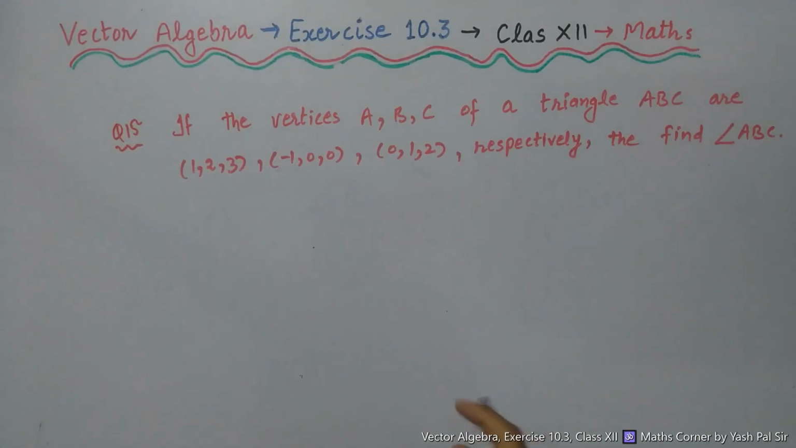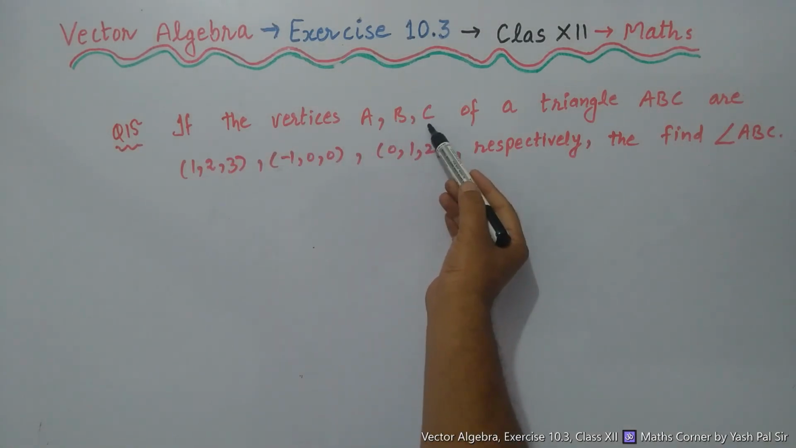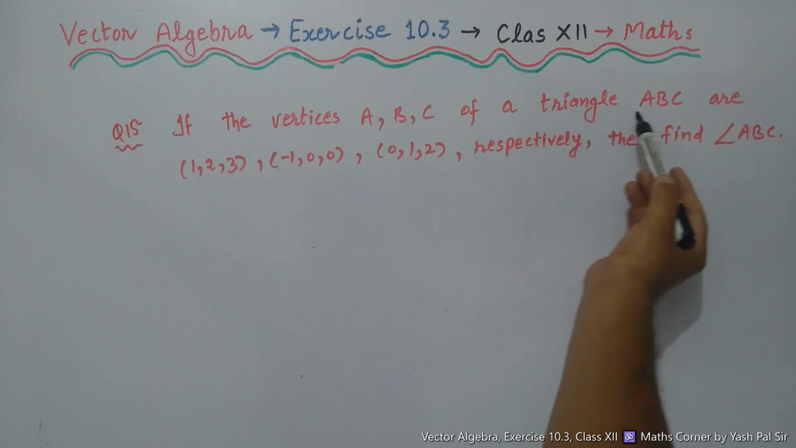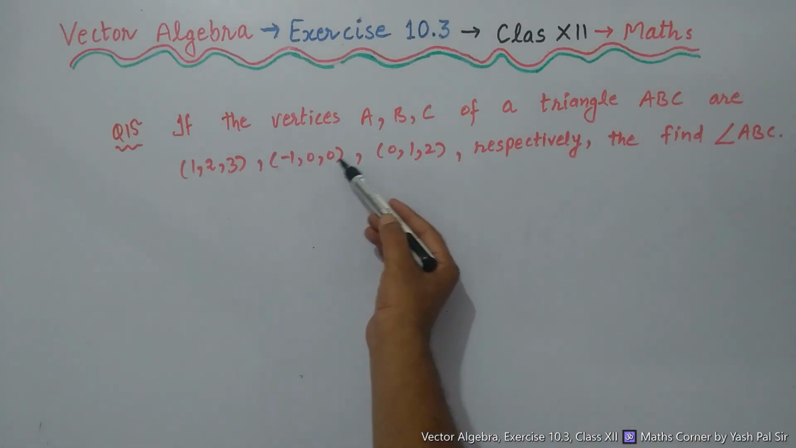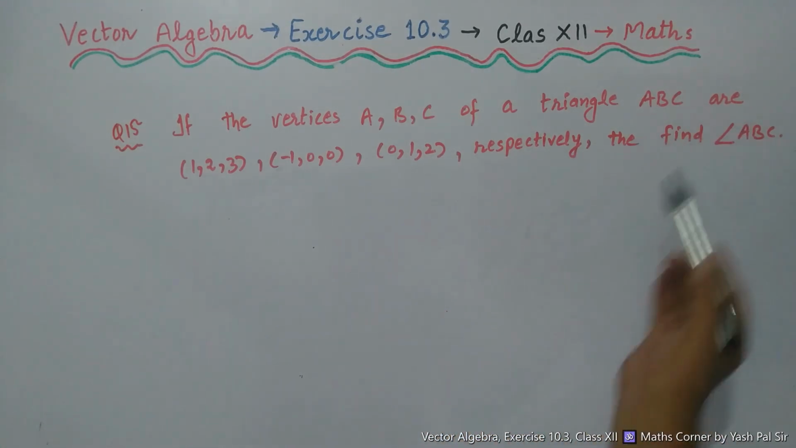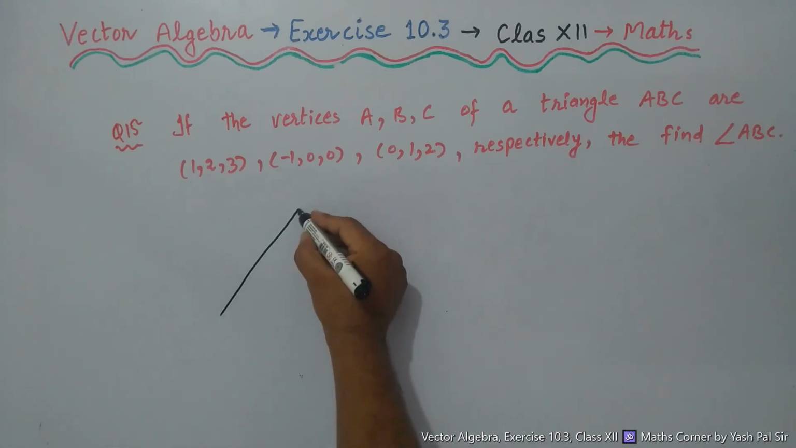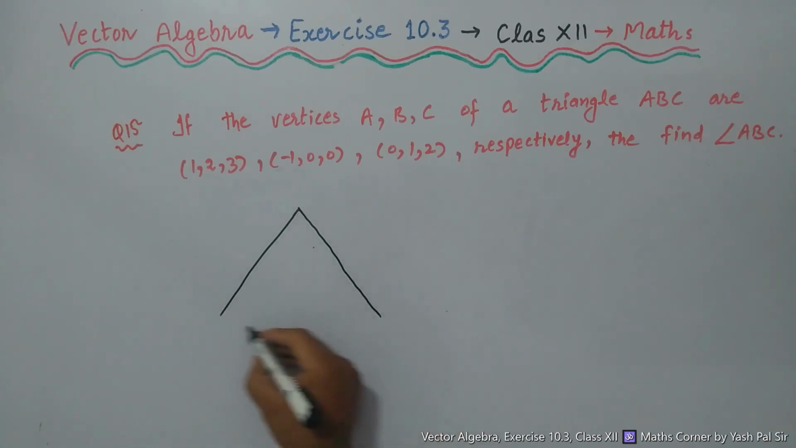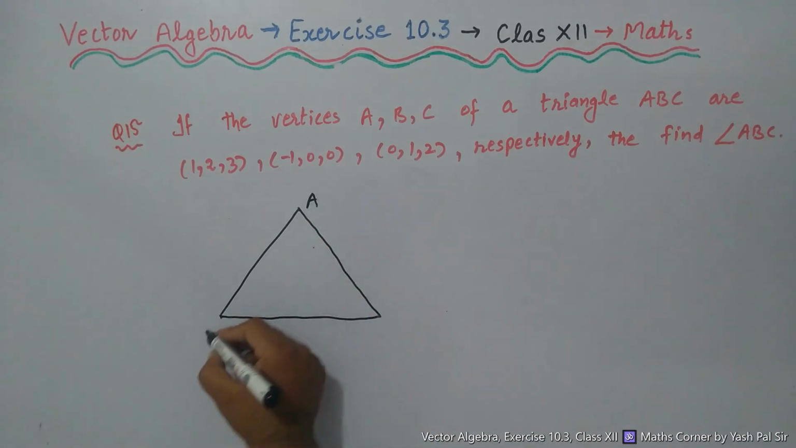Question number 15 is, if the vertices A, B, C of a triangle ABC are (1, 2, 3), (-1, 0, 0), (0, 1, 2) respectively, then find angle ABC. So first of all we have the triangle ABC. This is ABC.